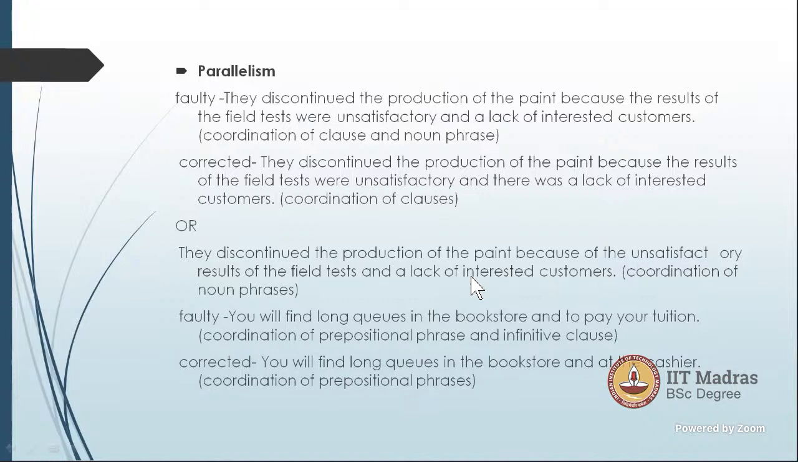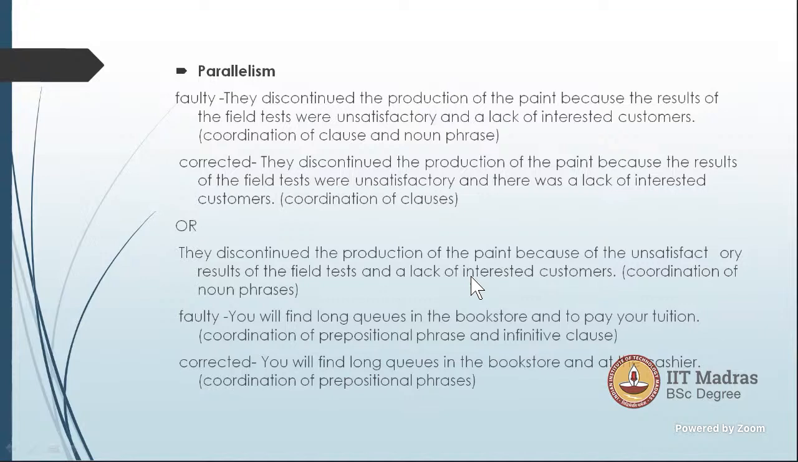That cannot happen. Either you change both of them to a phrase or you change both of them to a clause. So an improved version, you can see below: they discontinued the production of the paint because the results of the field tests were unsatisfactory and there was a lack of interested customers, right? So what did they do? They changed the noun phrase in the original sentence, a lack of interested customers, to a clause, right? There was a lack of interested customers. So now you have two parallel structures, both of which are clauses. They're grammatically similar structures and now the problem is solved.